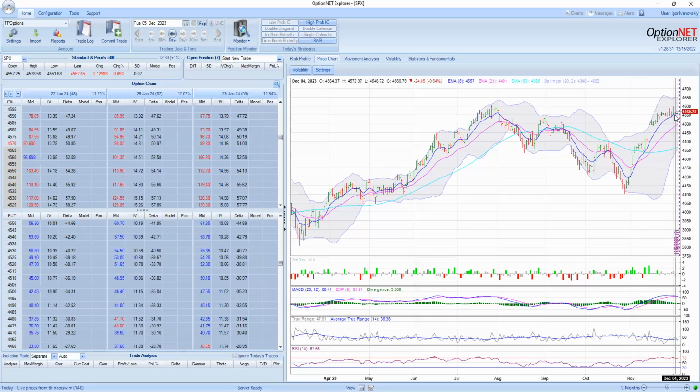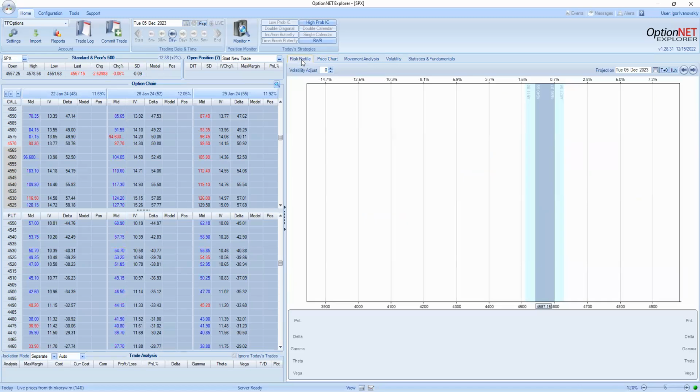Do I want to take on a ton of positive delta right now? No. Do I want to go short? I don't. So I'm going to try to go with a position that's neutral to slightly bullish. So first thing I do is I need to figure out how much directional exposure I want to hold in my new trade.